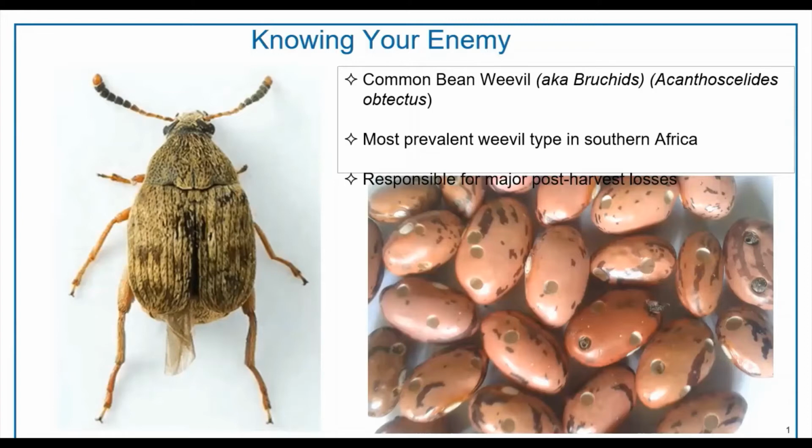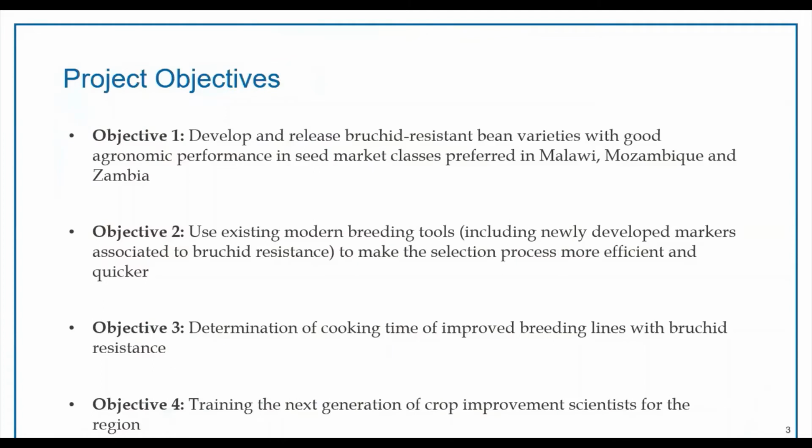So our project is focused on this pest, and we are trying to achieve about 4 objectives. The first objective is to develop and release Bruchid-resistant bean varieties that have good agronomic performance in market classes that are preferred in Malawi, Mozambique, and Zambia.